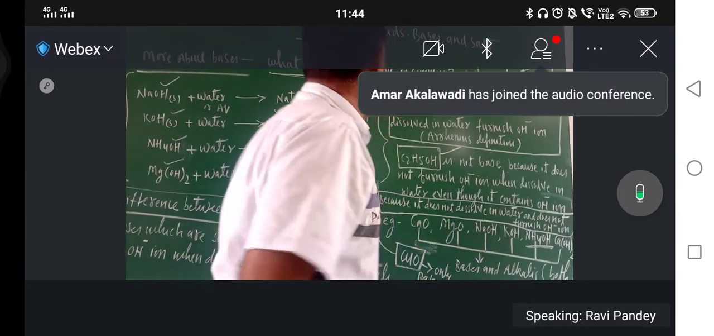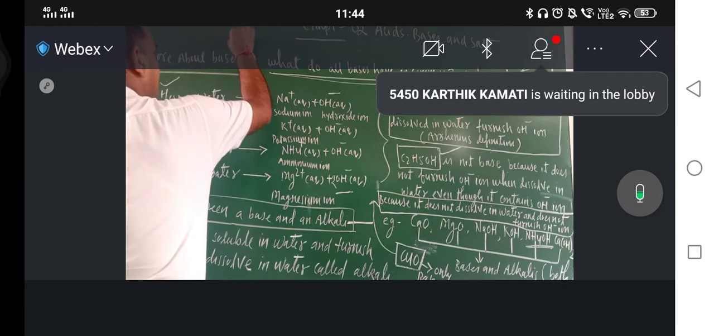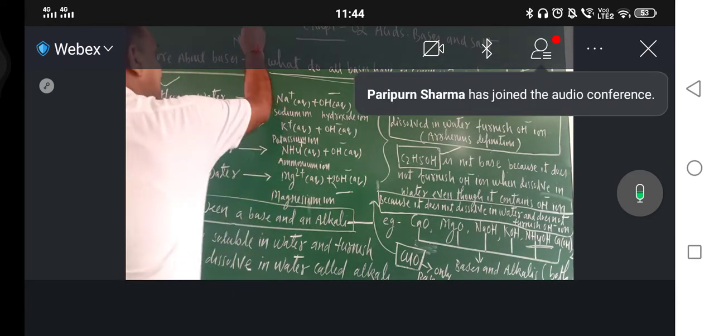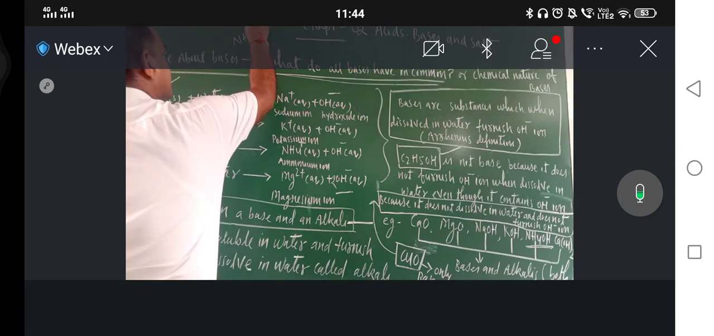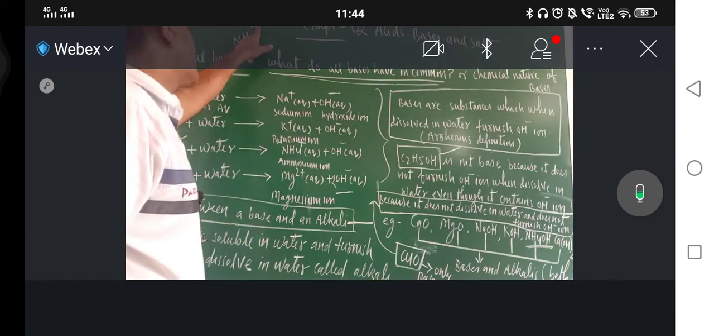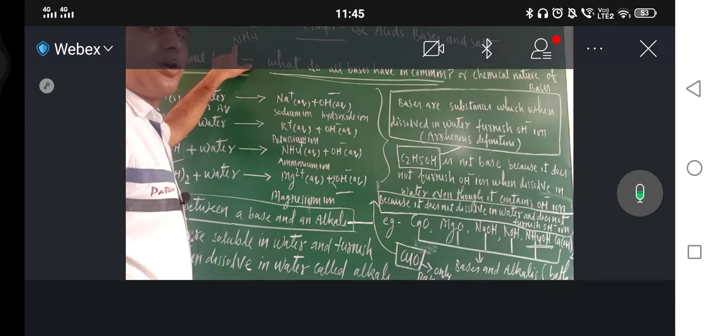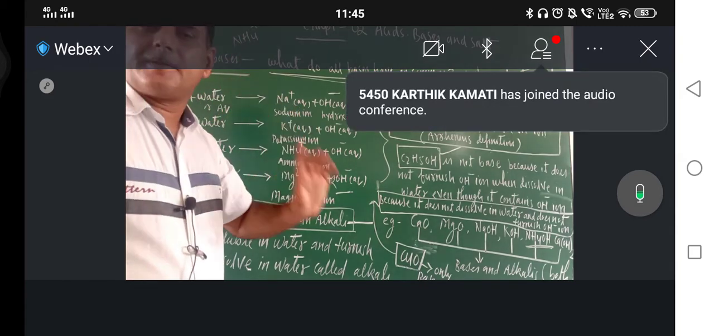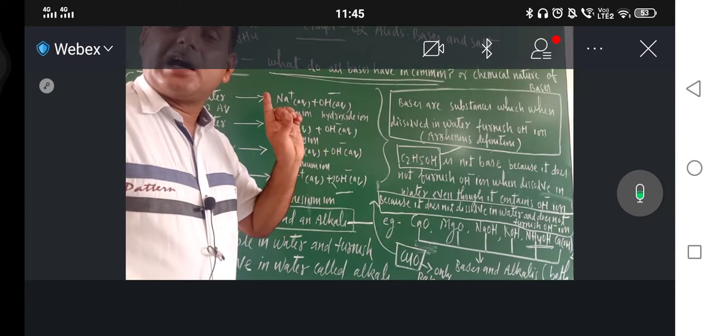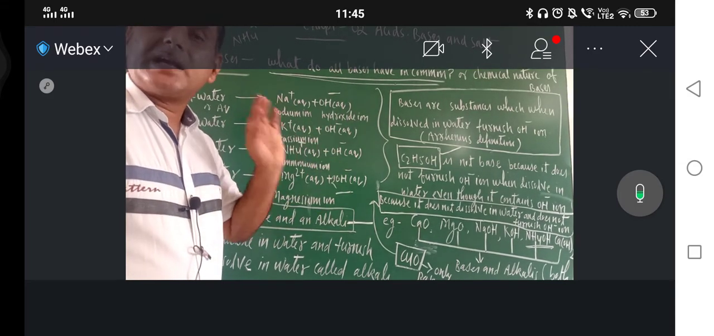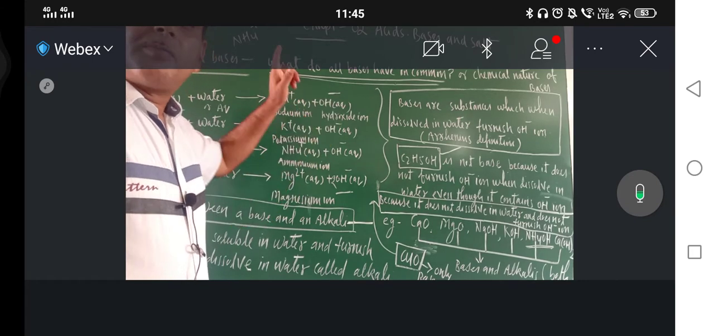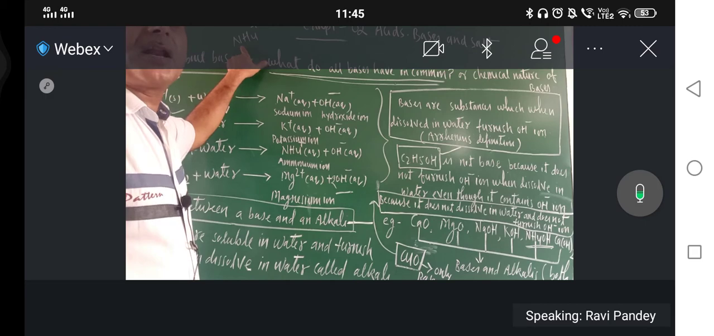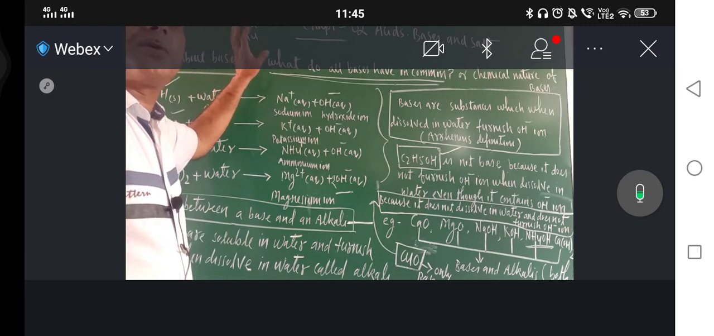Always remember this. Earlier I taught you that generally metals form positive ions, but NH4 is also positive. This is a cation. It forms a positive ion, but it is a combination of two non-metals. Generally, metallic compounds or metals form the positive ion, but the ammonium ion is the combination of two non-metals, nitrogen and hydrogen, and it forms a positive ion.